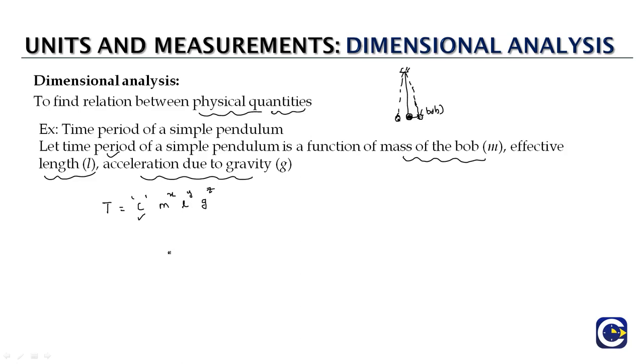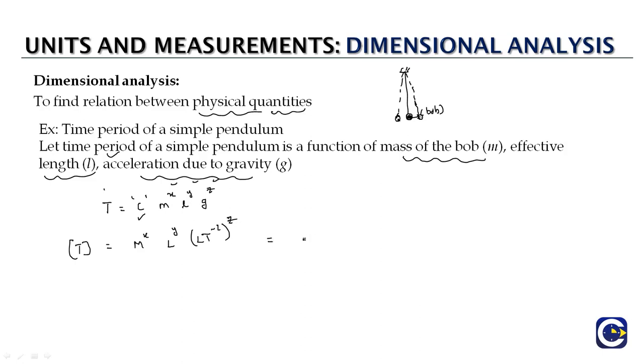So let us see how we go and find out the values of x, y, z. If we are able to find the values of the powers x, y, z, then we will know the relation between the time period of the simple pendulum and the mass of the bob, effective length, and acceleration due to gravity. On the LHS we have time period, which means the dimensions will be the dimensions of time. On the RHS, C is a numerical constant, it doesn't have dimension. M represents mass, so it will be M power x. L represents length, so it will be L power y. g is acceleration due to gravity, so it is L T power minus 2, whole power z.